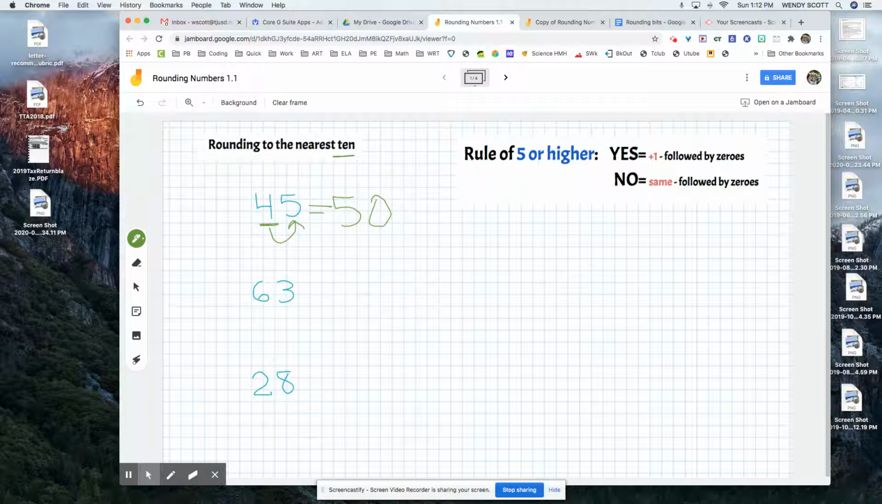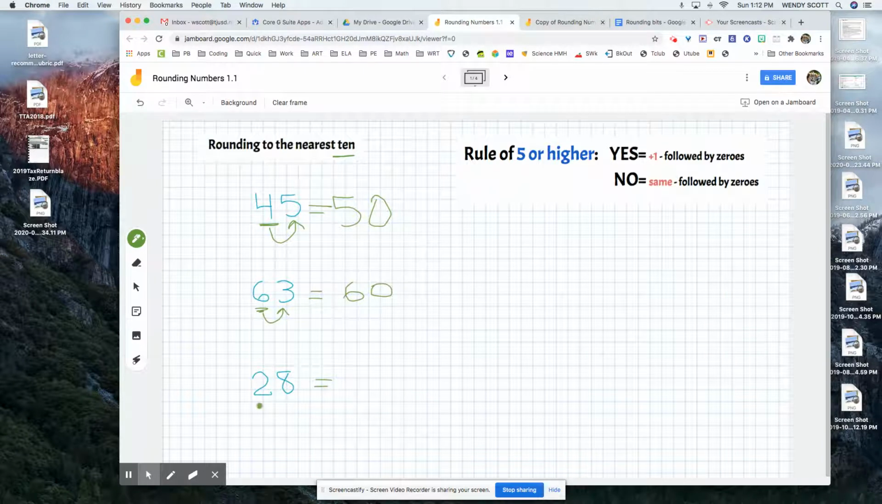So this is the rule each and every time. You do the same thing. I'm rounding to the nearest 10. I look at my new number. It's 63. I underline the tens number. I look to the right. I see a 3. Is 3 5 or higher? Well, no, it's not. So my tens number will stay the same. So 63, my 6 will stay the same, and the 3 is a 0. So 63 rounded to the nearest 10 is 60.